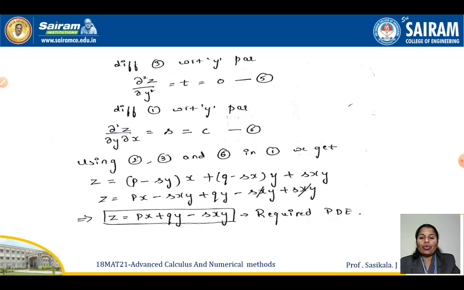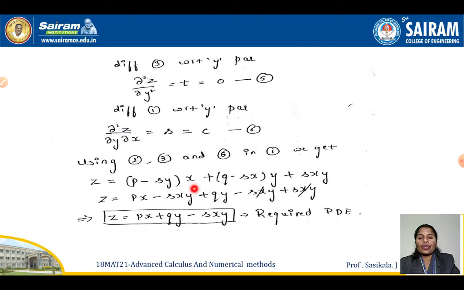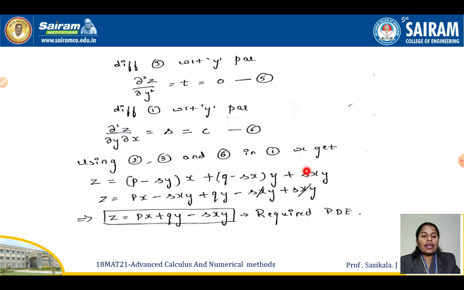So now you can use equation number 2 and 3 and equation number 6 in equation number 1. So 2, 3, then 6 will be your s in equation number 1. Replace, what will happen? I'll get z is equal to, what is that? A values p minus cy, c values s. So p minus sy into x plus q minus c is nothing but sx, p to be replaced, q minus sx. Then c is s, xy alone is there. So just multiply and simplify, you can reach your required result.